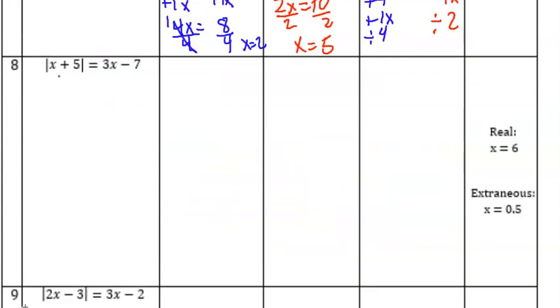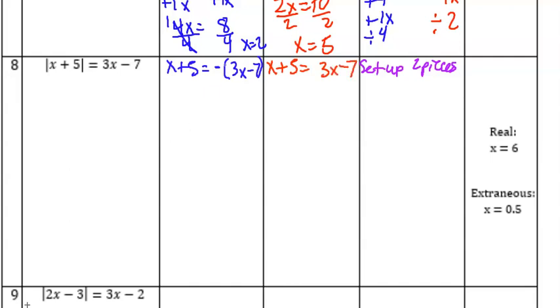Let's look at this one. So we have the absolute value of x plus 5 equals 3x minus 7. The absolute value is already isolated on one side, so we could go ahead and set up our two pieces, our negative piece and our positive piece. So for our negative piece, we have x plus 5 equals negative parentheses 3x minus 7. And then for our positive piece, we have x plus 5 equals 3x minus 7.